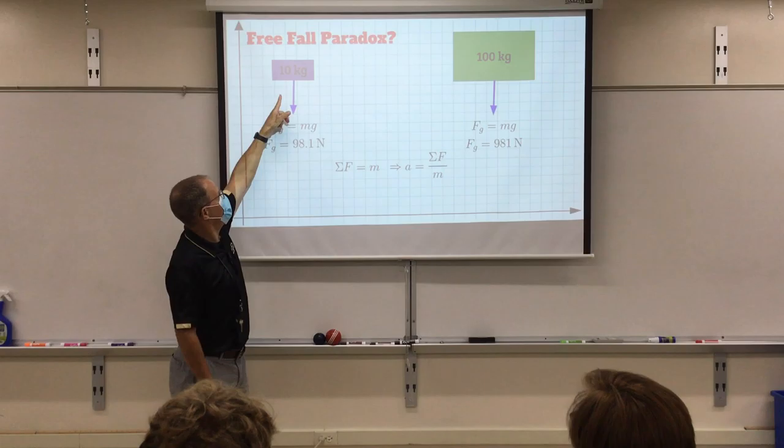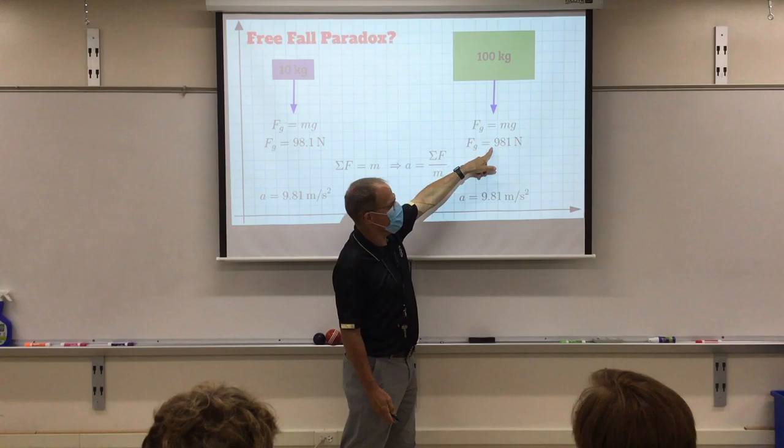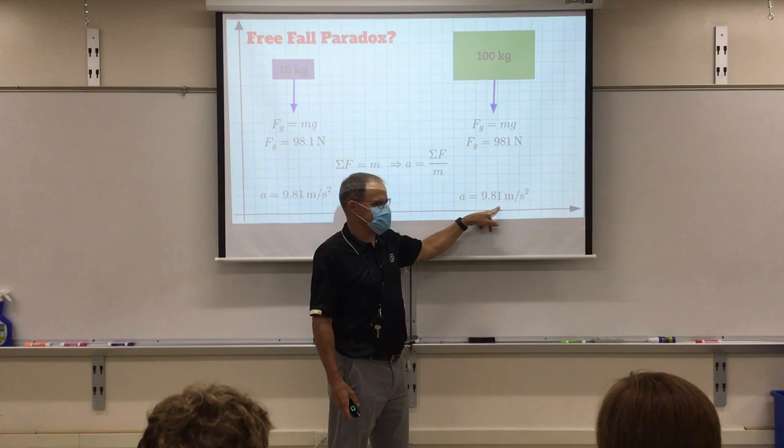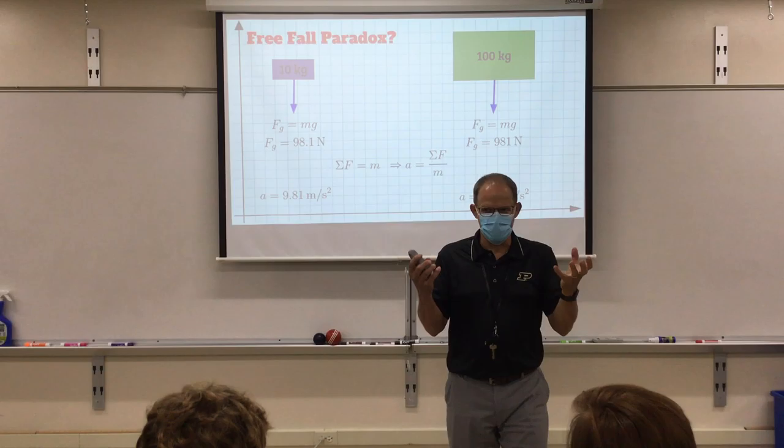So if you work it out, with Natalie's equation, the acceleration is the net force divided by the mass. If you take the force, 98, and you divide it by the mass, 10, you get 9.8. Here, you have more force, but you gotta divide it by a bigger mass. There's more inertia, and so you get the same acceleration.